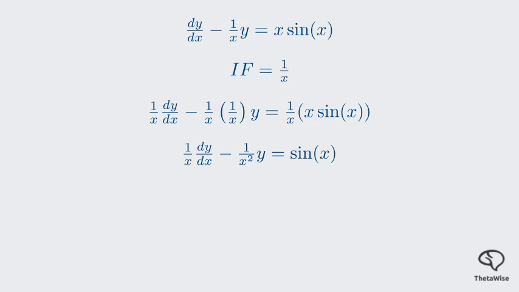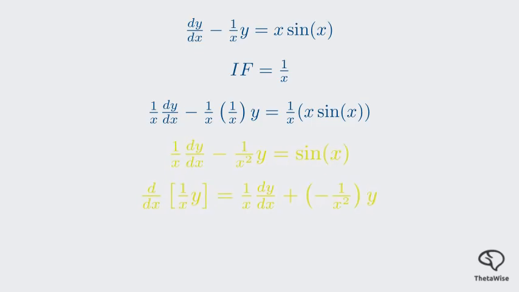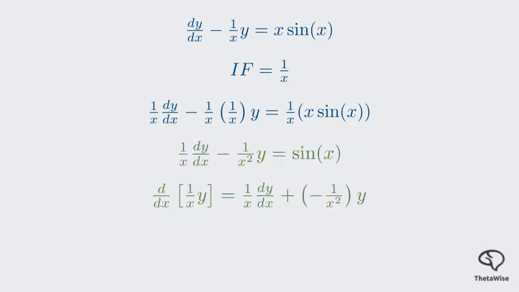The left side of this equation is not random. It's the exact result of the product rule for differentiation, applied to the integrating factor times y. Specifically, it's the derivative of the quantity 1 over x times y. We can verify this with the product rule. The first term, 1 over x, times the derivative of the second, dy/dx, plus the derivative of the first, negative 1 over x squared, times the second term. As you can see, this matches the left side of our multiplied equation perfectly.